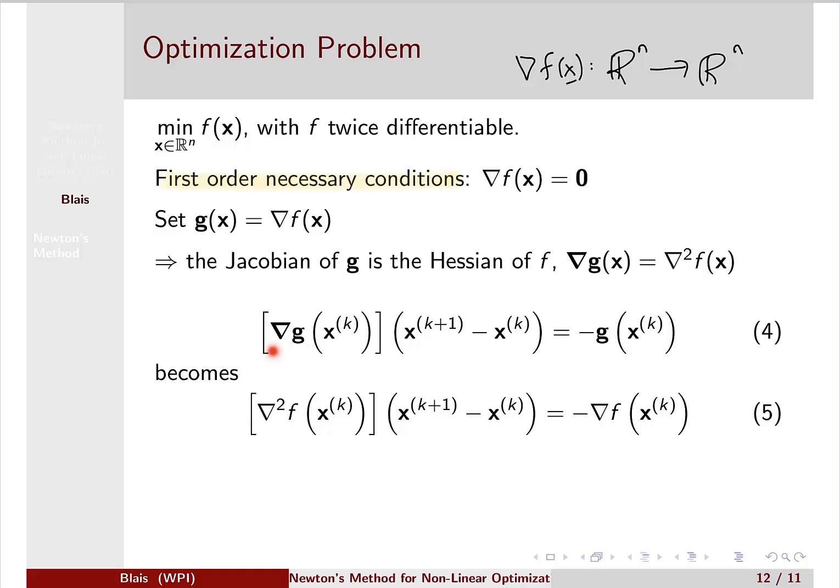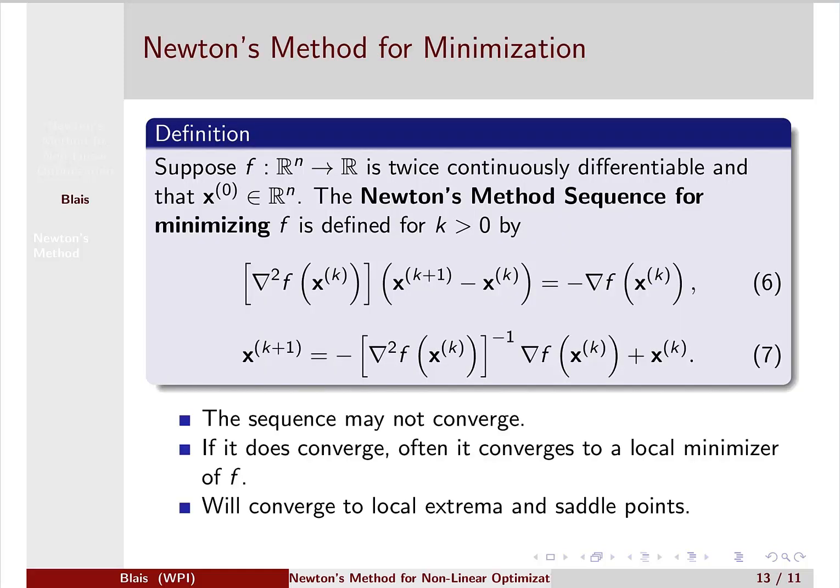We see here, when we make that change, the gradient of f plays the role of g, but that means if we take another derivative here, the Jacobian of g will be the Hessian of f. So we go back into that Newton method equation, and we replace our g's with the gradient of f, and we replace our Jacobian with the Hessian of f. And we now have our Newton method sequence for minimizing our function f of x.